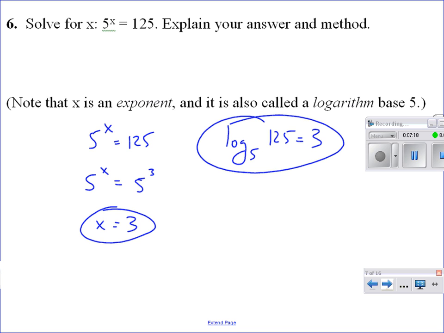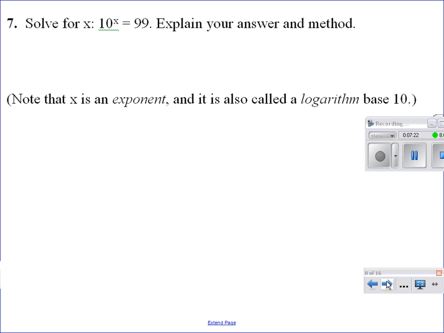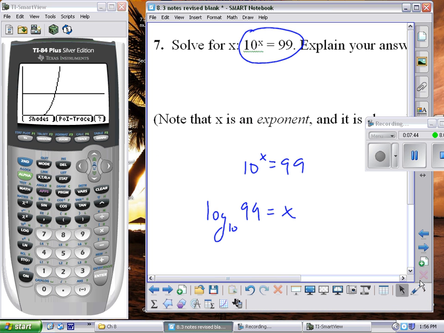All right, so let's keep rolling along here, and let's look at this one. Now you say, man, this is the one that's not right on it. So I got 10 to the x equals 99, and right now I just have log base 10 of 99 equals x. 10 to the what is 99? Well, I don't know exactly, but guess what? Your calculator knows.